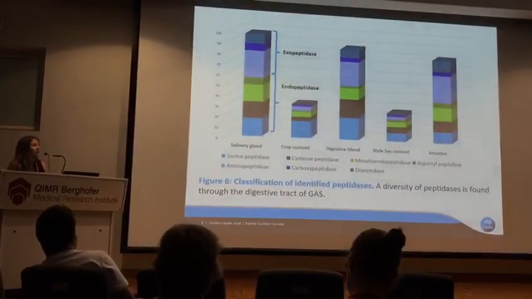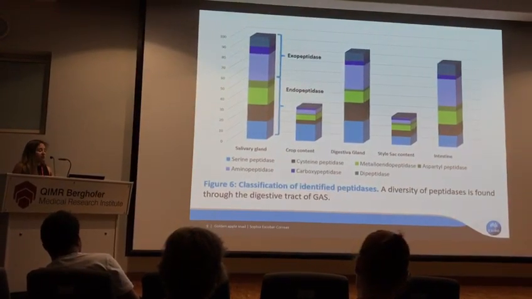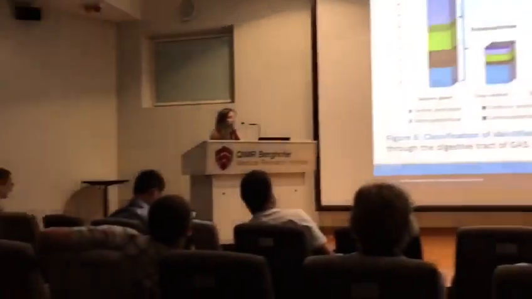Then I classified the proteins participating in protein digestion according to the class of proteins. And I found out that endopeptidases are really high in the digestive tract, and serine peptidases, that are the first one here, are kept constant throughout the digestive tract, and are also the main peptidases found in the contents. And in the tissues, the main peptidases found are exopeptidases, and these are aminopeptidases.